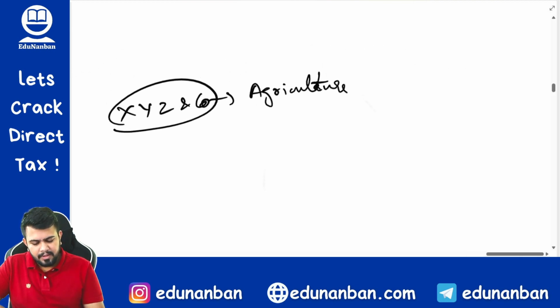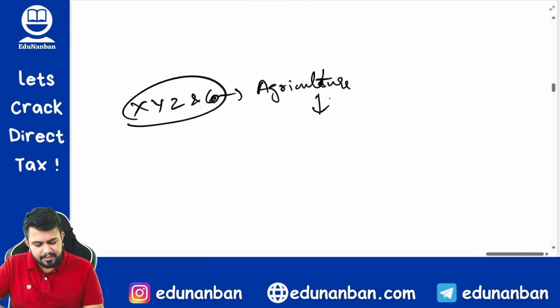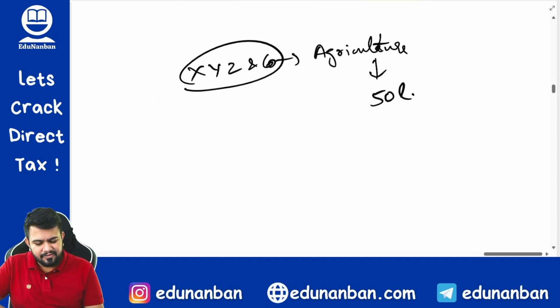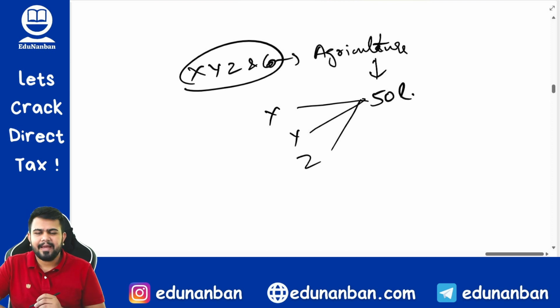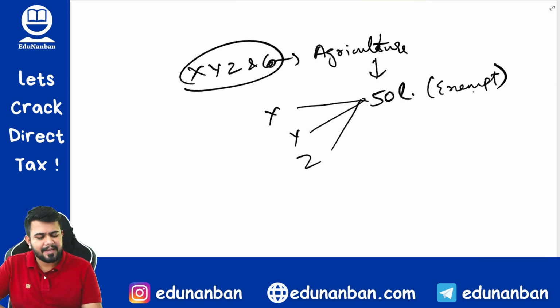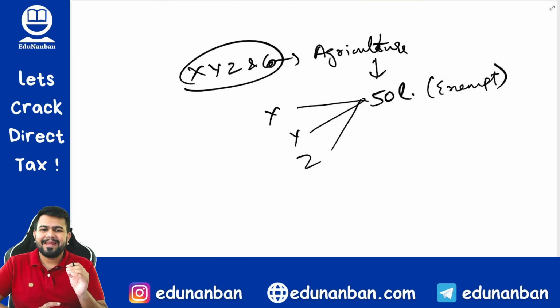Now, after doing agriculture, they earned an income of 50 lakh rupees. And this 50 lakh rupees they have distributed to the partners X, Y and Z. This 50 lakh rupees is exempt in income tax under section 10 clause 1. Agriculture income is totally exempt. That is why the firm did not pay any tax.